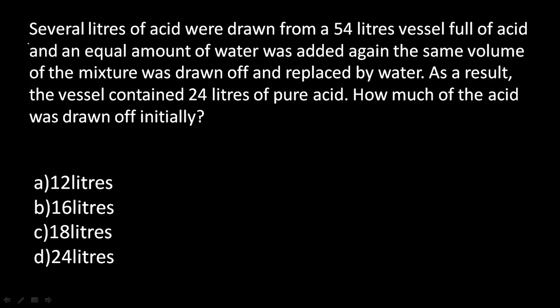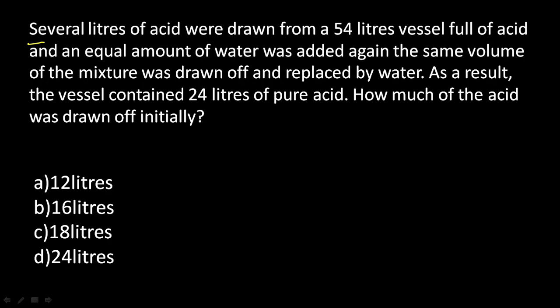Several liters of acid were drawn from a 54-liter vessel full of acid, and an equal amount of water was added again. The same volume of mixture was drawn off and replaced by water. As a result, the vessel contained 24 liters of pure acid. How much of the acid was drawn off initially?